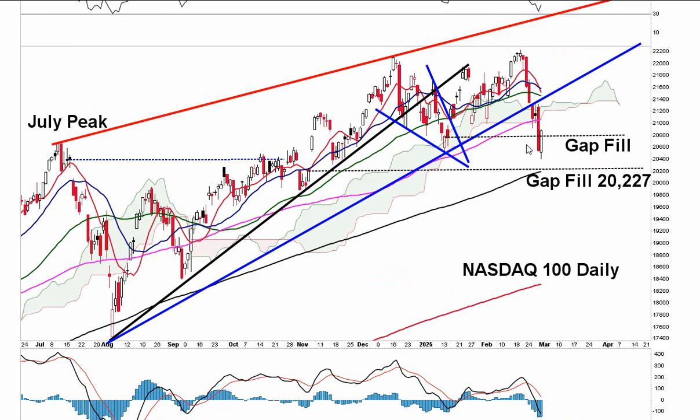Not quite a perfect pattern there, though, but we broke the trend line right here. We took out the 100. We took out the cloud. We filled the gap right here. Now below is that 200 period, and we have the gap fill at 20,227. And again, the trend line with the log scaling. We'll see if we bounce without filling that gap, or do we try to recover after hitting the 200 period.